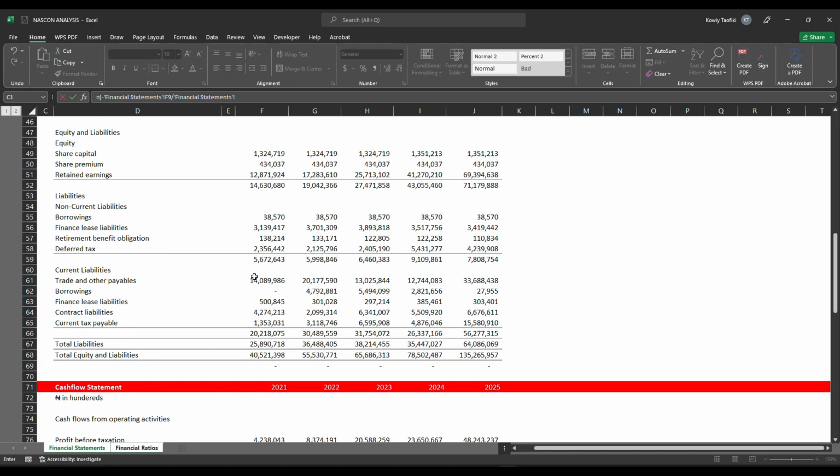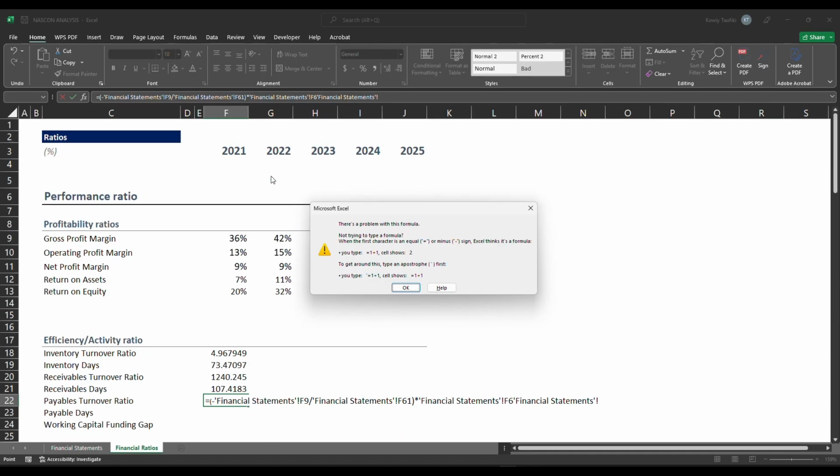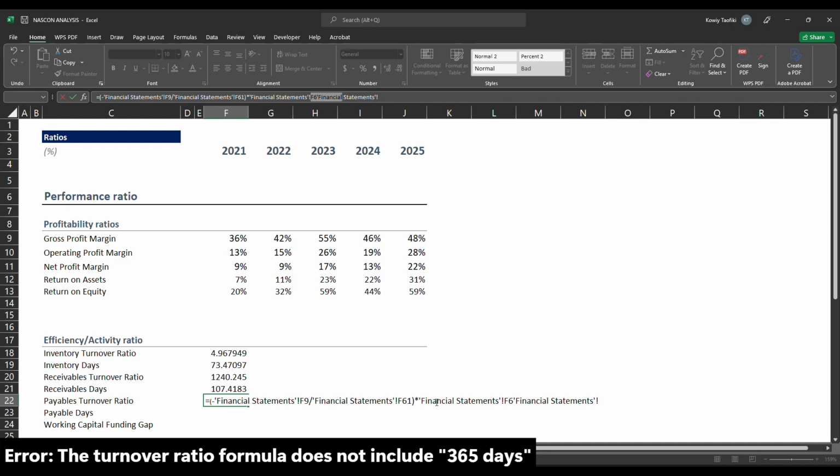So we go down to our current liability section. Accounts payable, shift 8, multiply by 365, enter. Okay, we're having a little bit of an error here.